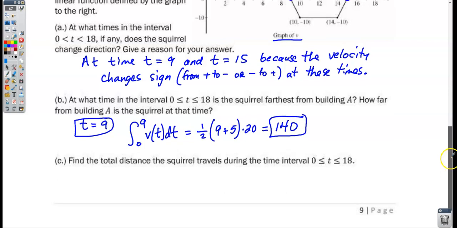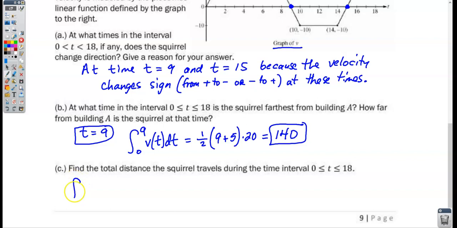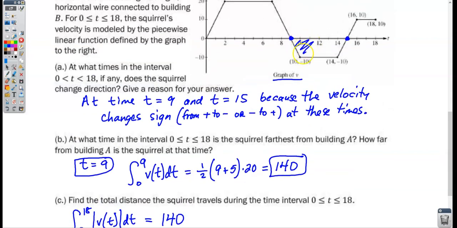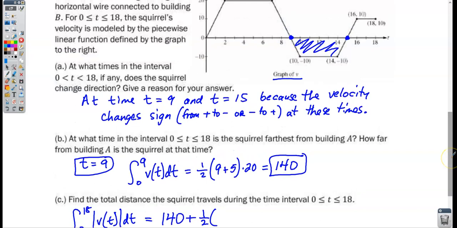Find the total distance the squirrel travels during the time interval from 0 to 18. So the total distance the squirrel travels is going to be the integral from 0 to 18 of the absolute value of velocity. We already found out that the first part here is 140. So then we need this trapezoid, the trapezoid from 9 to 15. We're going to take 1/2 times the average of the bases. One base is 6, the other base is 4. And the height of that is 10 units.